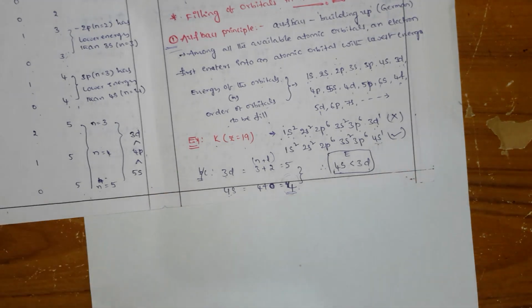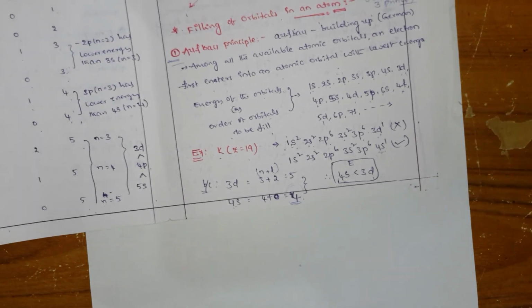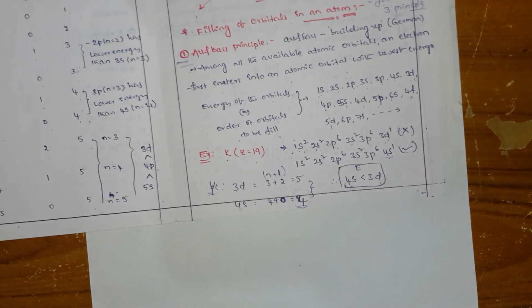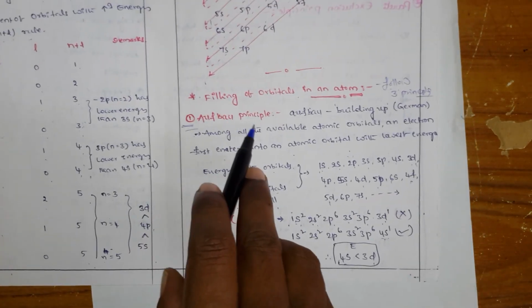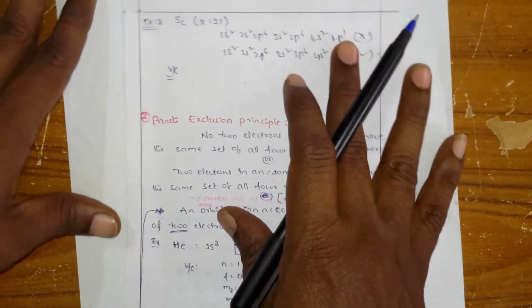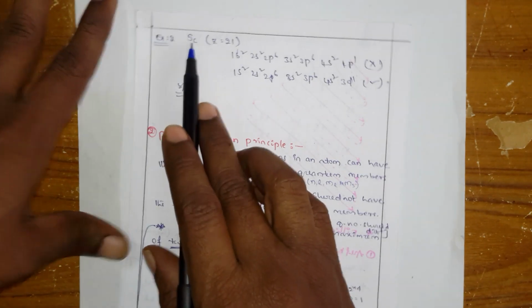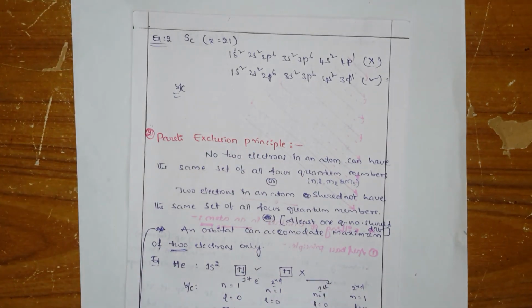4s first, next 3d. So like this you have to follow the n plus l rule for the electron filling by using the Aufbau principle. And let us see one more example, scandium. The atomic number is 21.